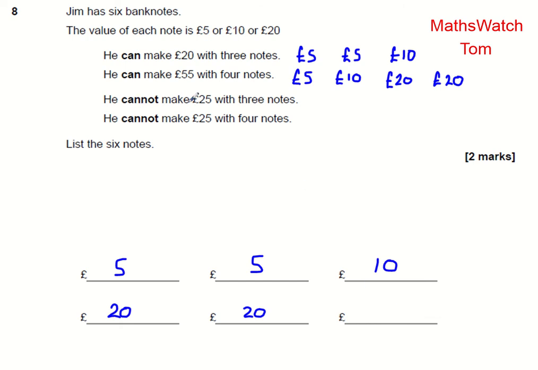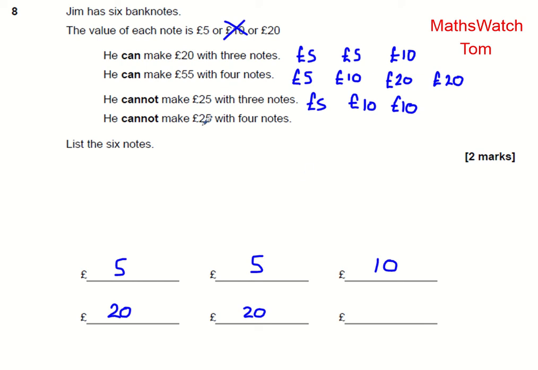Right, he cannot make £25 with 3 notes. Now, the only way to make £25 with 3 notes is to use a £5 note and 2 £10 notes. And we're told he can't do that. He's already got a 5 and a 10 within the answer, which means we are not allowed to add another £10, otherwise that would be possible. So we can't add another £10, so I'm going to remove that option.